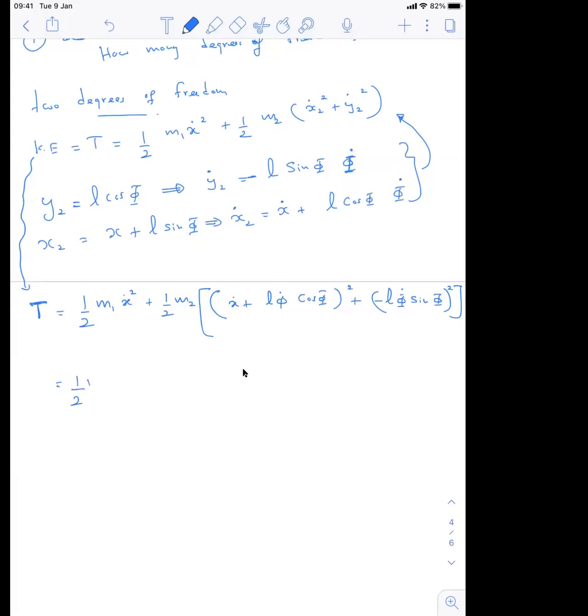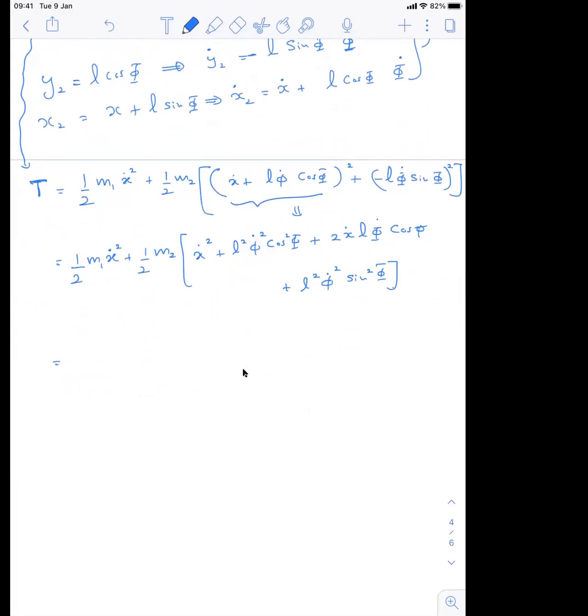Now you have half m1 x dot squared plus half m2. Now you can solve what is inside: x dot squared plus L squared phi dot squared cosine squared phi plus 2 x dot L phi dot cosine of phi. So I just expanded this term right here, and then the other term is L squared phi dot squared sine squared phi.